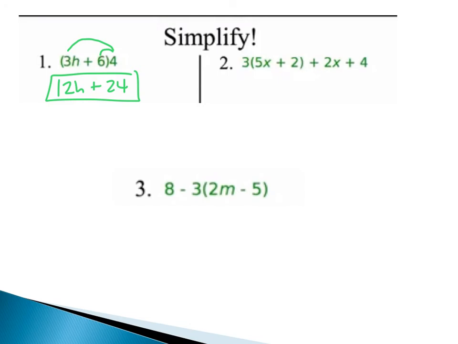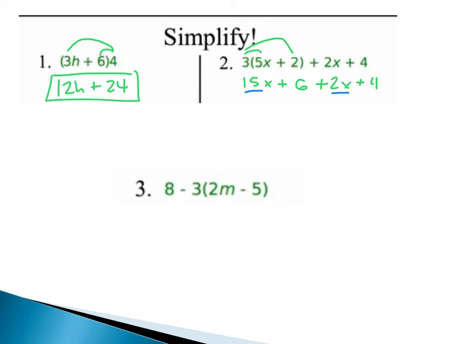Next one. 3 times the quantity 5x plus 2, plus 2x plus 4. Again, I see the 3 in front of the parentheses. This is automatically a sign that I need to distribute. So I'm going to take the 3 and distribute to the 5x and the 2. The 3 times the 5x is going to give me 15x, plus 3 times 2 is going to give me 6. Then I'm going to keep everything else I haven't touched yet, which is a 2x plus 4. And now you have a problem just like we did before. I have 15x and 2x. Those both have x to the power of 1.